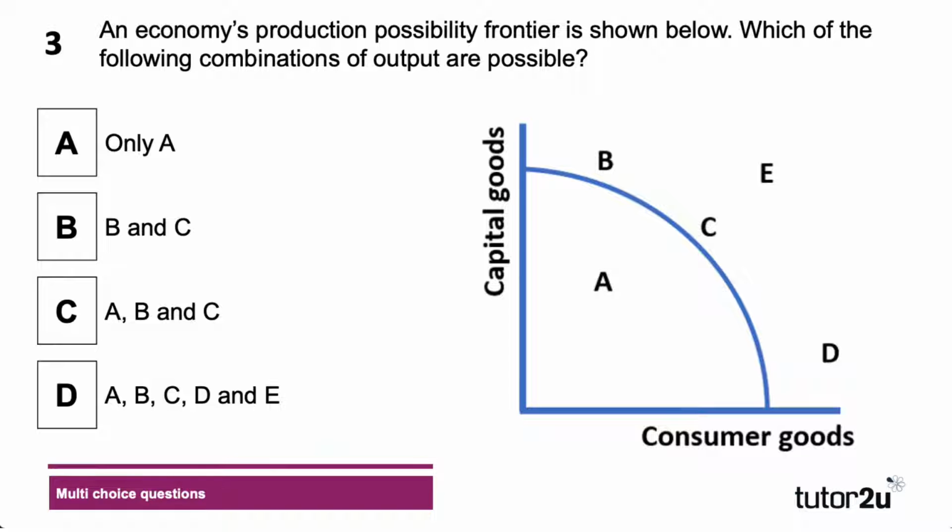So another PPF, we've got a production possibility frontier shown here. Which of the following combinations of output are possible?